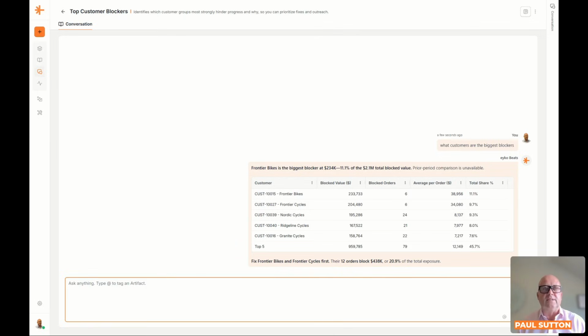And that in our mind is really what the world could look like if people are prepared to move beyond the limitations of their existing reporting and dashboarding tools and enter the world of decision intelligence.